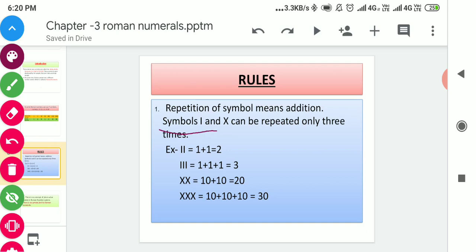Note down one thing: symbols I and X can be repeated only 3 times. It means the symbols I and X cannot be repeated more than 3 times. You can see here the example XXX. This X is repeated 3 times, so we will add this X up to 3 times. That is 10 plus 10 plus 10. The answer will come 30. But remember, the symbols I and X can be repeated up to only 3 times.